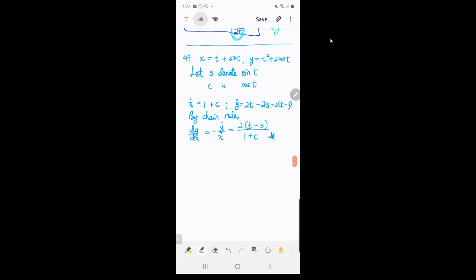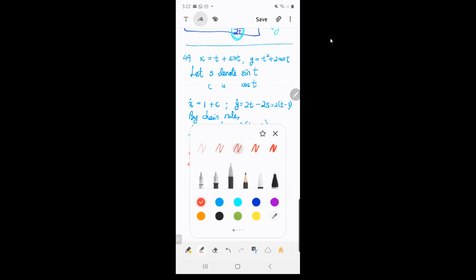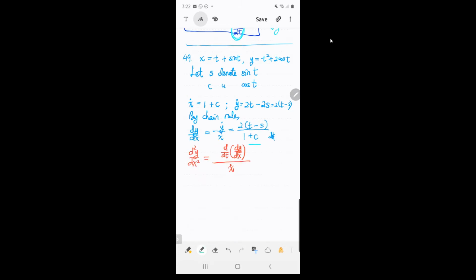So we start now. Like what I told you just now, to find the d2y dx2, you have to differentiate our dy dx, which is in terms of t, with respect to t, and remember to divide by the x dot, the dx dt, right? This is the chain rule. So we have 2 steps here. Step number 1 is to find d dt of dy dx first. Step number 2 is the entire thing divided by the x dot.